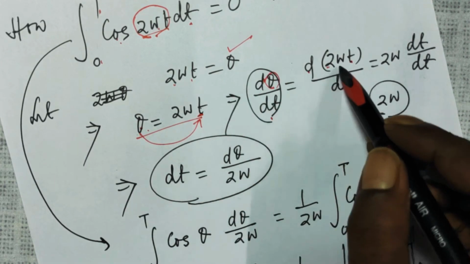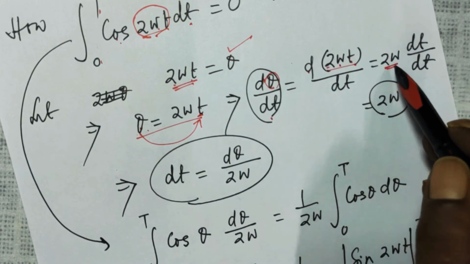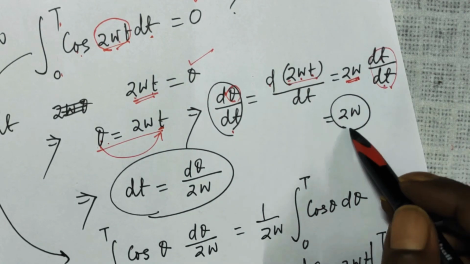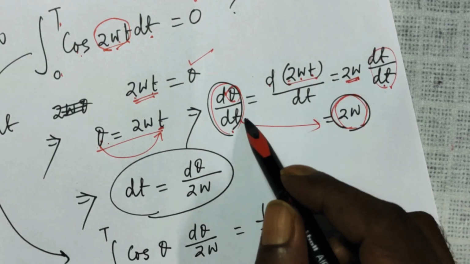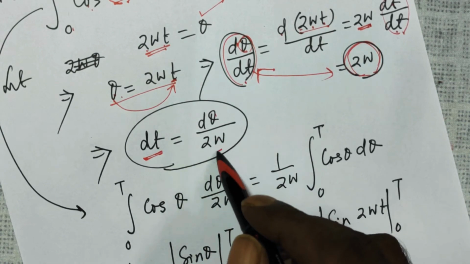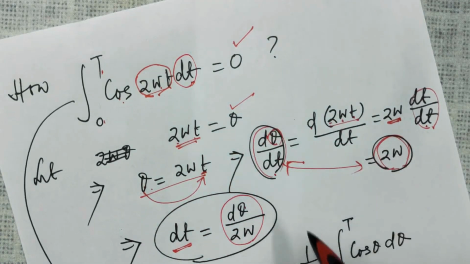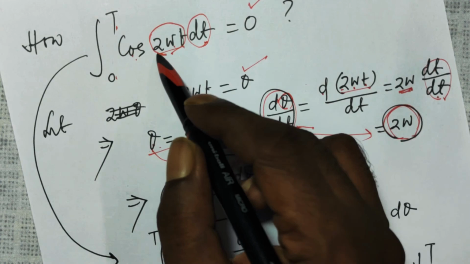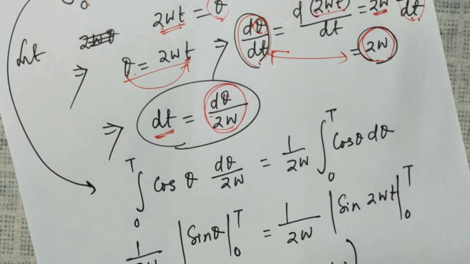For theta, I put 2 omega t because that is what I considered. So 2 omega is a constant, taken out. So I am left with dt by dt, which is 1, that is equal to 2 omega. So d theta by dt is 2 omega. If you cross multiply these two, to keep dt on one side, dt comes out to be d theta over 2 omega. Now, here in the beginning, for dt, I will substitute d theta by 2 omega, and for 2 omega t, I will substitute theta to make the integration simpler.